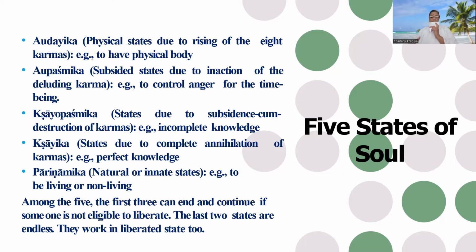Those qualities have been discussed in the form of 4 types of knowledges: sensory knowledge, articulate knowledge, clairvoyance, and telepathy. These types of knowledges are emerging in us because of the subsidence-cum-destruction of the Jnanavarniya karma, Darshanavarniya karma, Mohaniya, and Antaraya karma. So these Kshayopashamik qualities are also found in living beings.